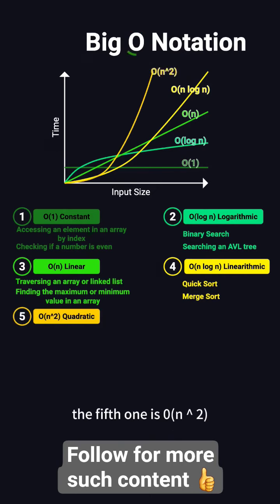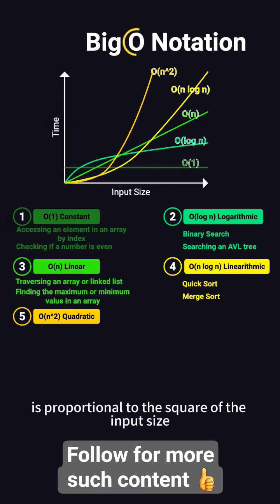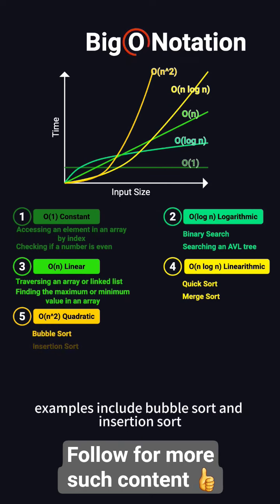The fifth one is O(n²), also called quadratic time complexity. This means the execution time is proportional to the square of the input size, and it's common in algorithms with nested loops. Examples include bubble sort and insertion sort.